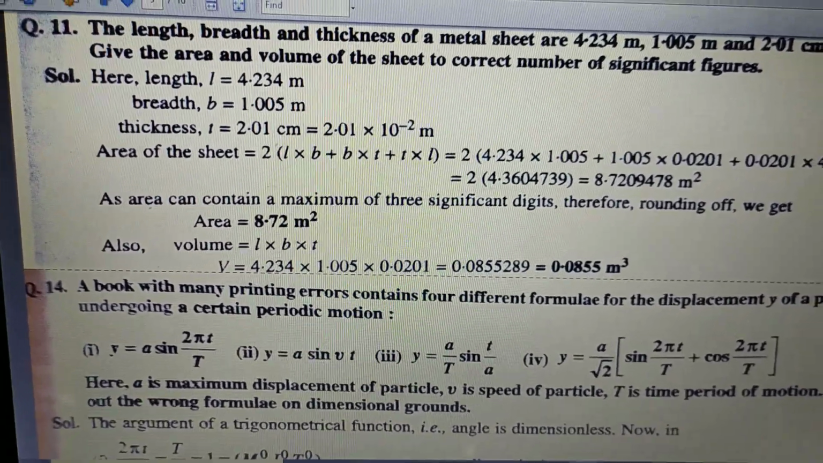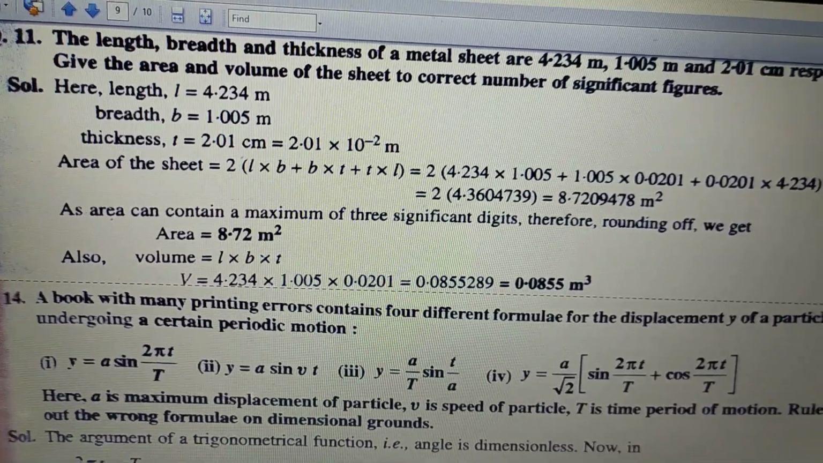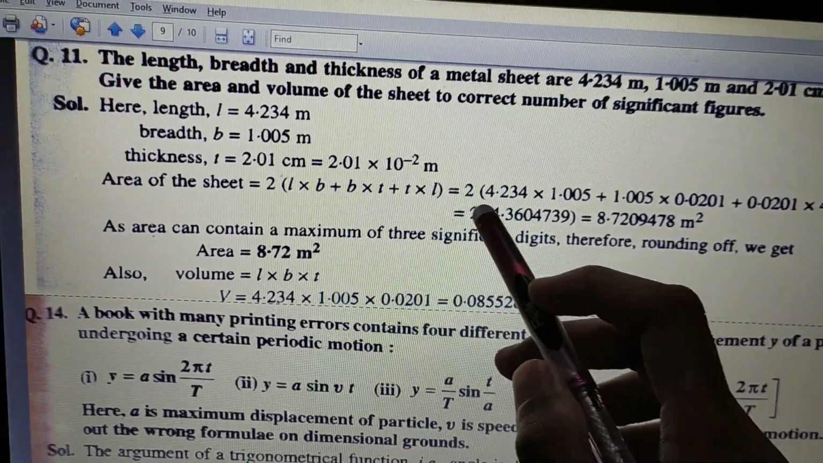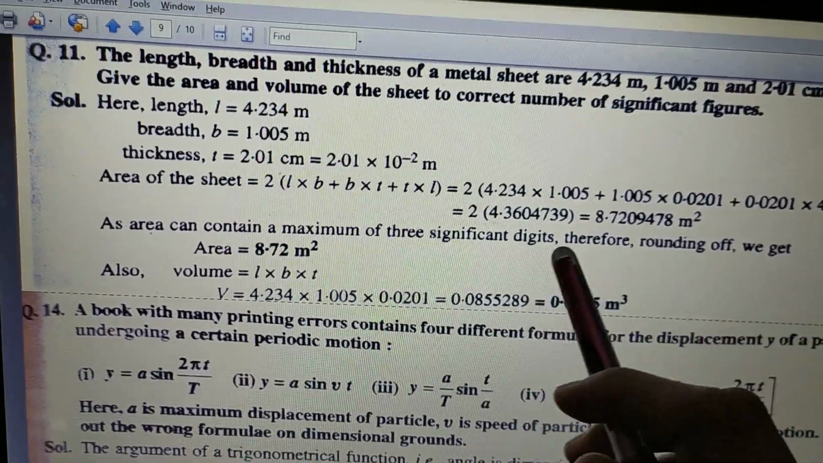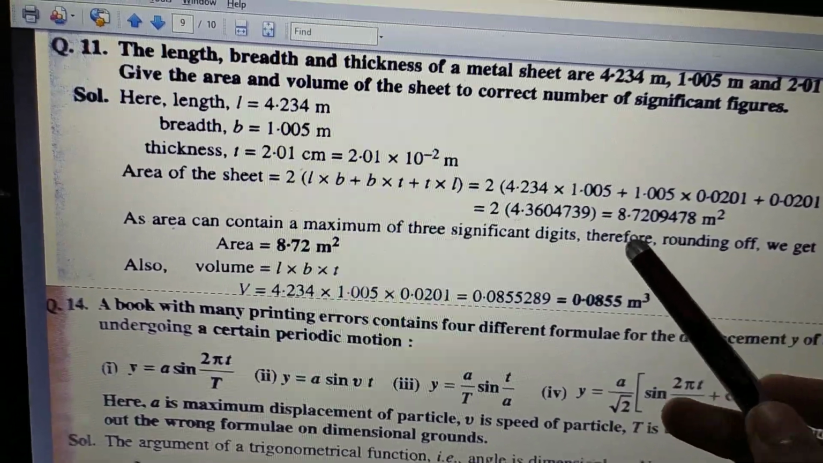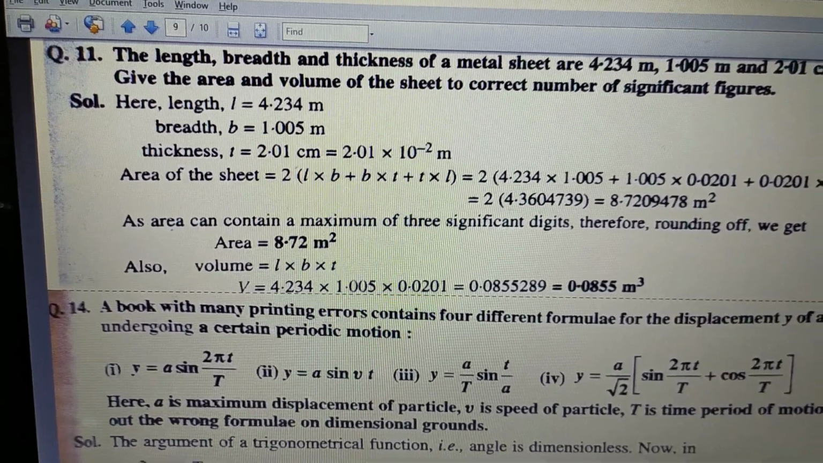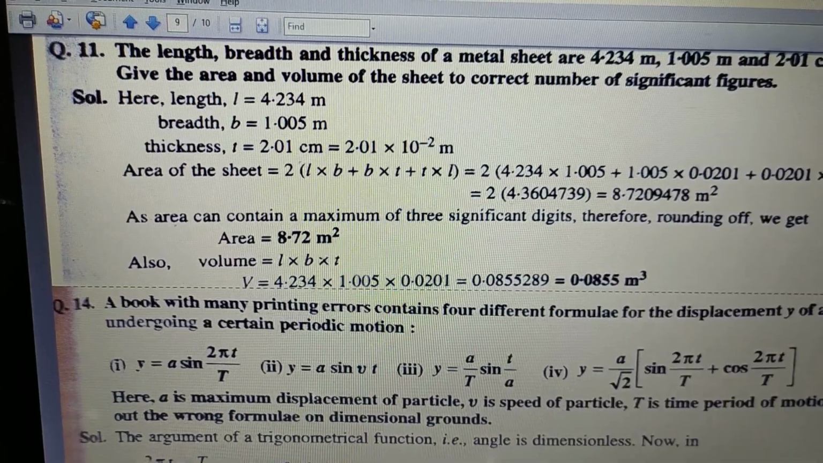So now by putting the values of length, breadth and thickness, since all three values are given, we can simply solve and get the result as the area of the sheet, which is equal to 8.7209478 meter square.